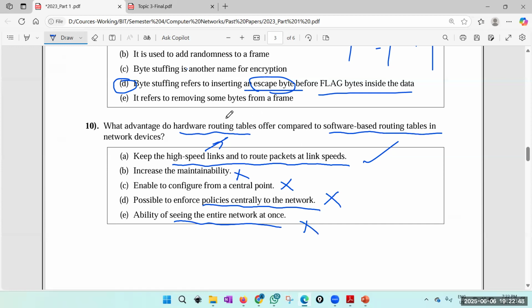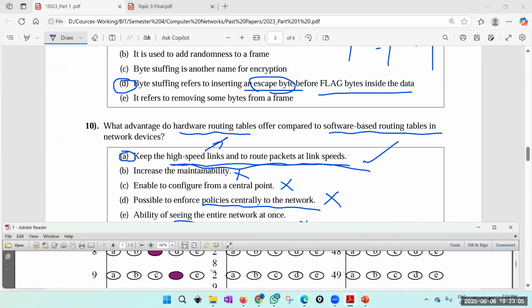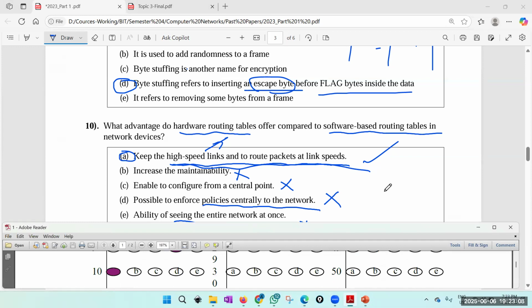So the advantage of hardware is high speed, right? High speed because it's hardware level. You don't need to come to the software level and again go back because your data is transmitted at hardware. So therefore it should be A. Okay, it should be A. Yes, answer is A.